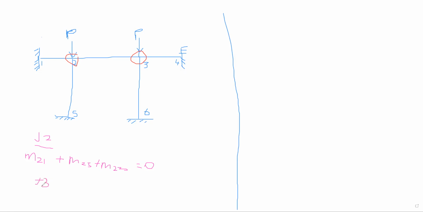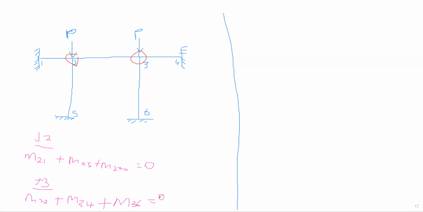junction 3. So at junction 3, what do you think is going to happen? The moment from 3 to 2, plus the moment from 3 to 4, plus the moment from 3 to 6, should all sum up to 0. Very good. So we are done setting up our equations.